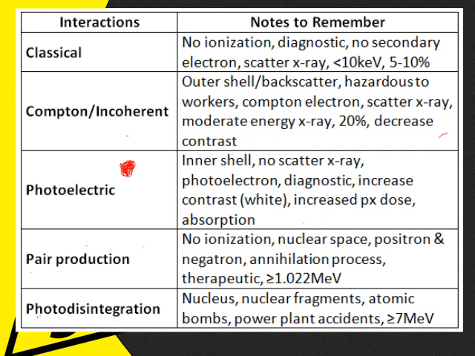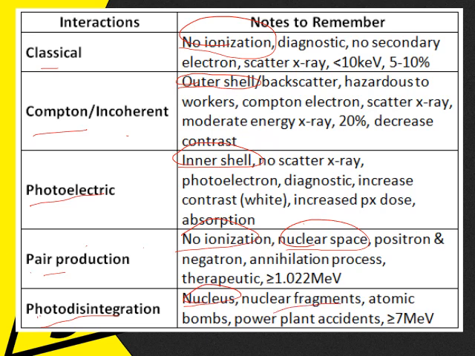So to summarize what we have discussed, I have listed here the differences. In classical scattering, walang ionization. Sa Compton, there is ionization sa outer shell. Sa photoelectric effect, ionization sa inner shell or sa K-shell. Pair production, walang ionization. Nangyari yung pag-split sa nuclear space. Photodisintegration, wala ding ionization. Instead, it bombards or destroys the nucleus, producing nuclear fragments.